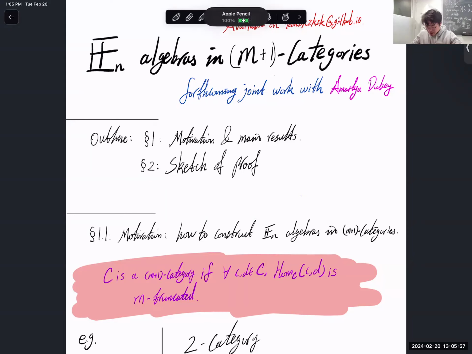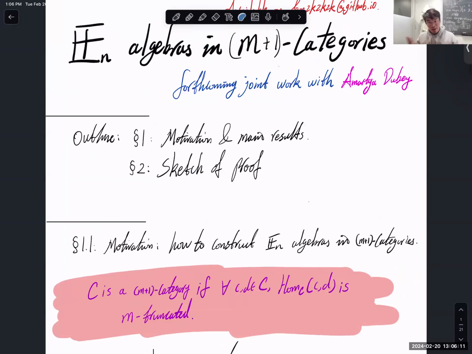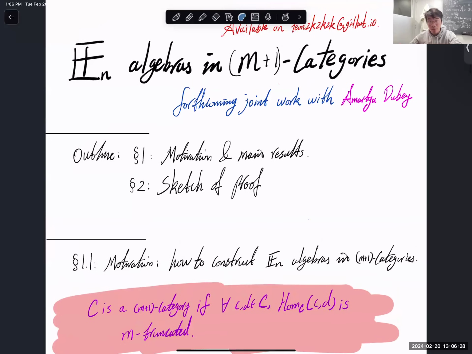The question of this paper is how can we explicitly construct EN algebras in M+1 categories? First I want to reintroduce what EN algebras and M+1 categories are. To start, I'm going to assume that everyone knows what a category is. A category is a set of objects with a set of homomorphisms between each pair of objects that compose. M+1 categories, or M categories in general, are a higher analog of this. Instead of having a set of morphisms, you might have a groupoid of morphisms, or a 2-groupoid or whatever. In general, an M+1 category is one where, if you give me two objects, the hom between them is M-truncated.